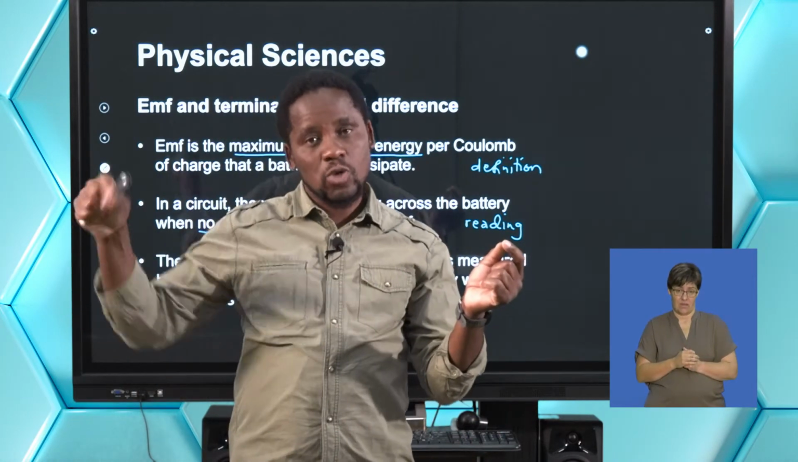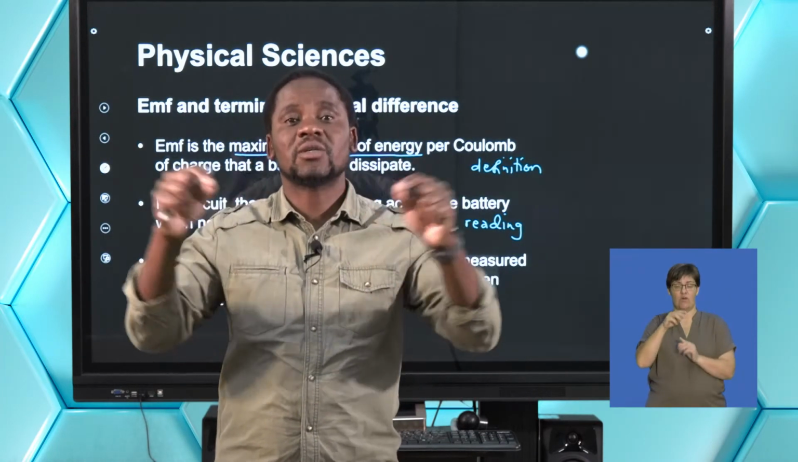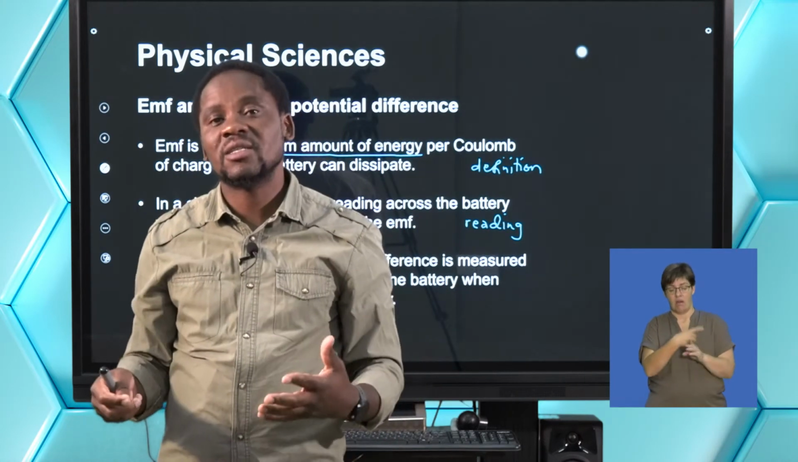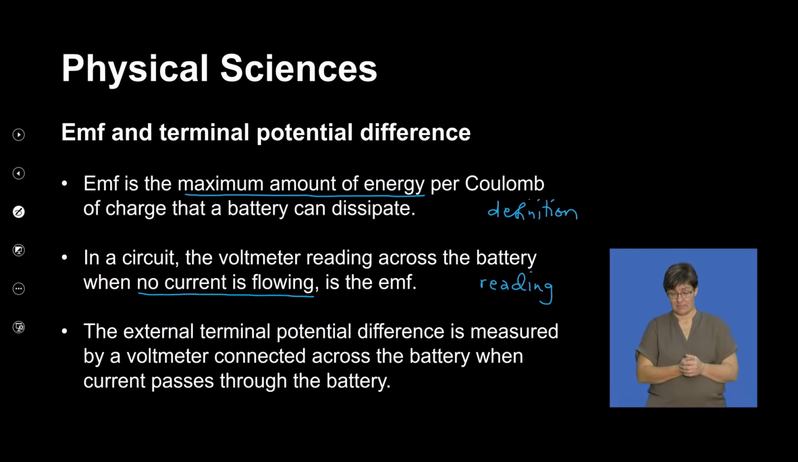But the moment we close the switch, current starts to flow in the circuit. When that happens, the same voltmeter connected across the battery gives us an indication of what is called the terminal potential difference. The terminal potential difference is measured by a voltmeter connected always across the battery when current passes through the battery. So this slide talks to the difference between EMF and terminal potential difference. These are the concepts that we need to remind ourselves of each time we talk about electrical circuits.